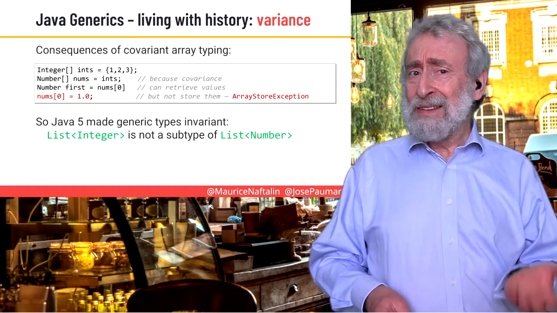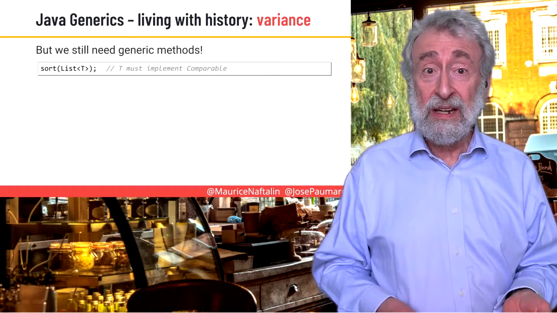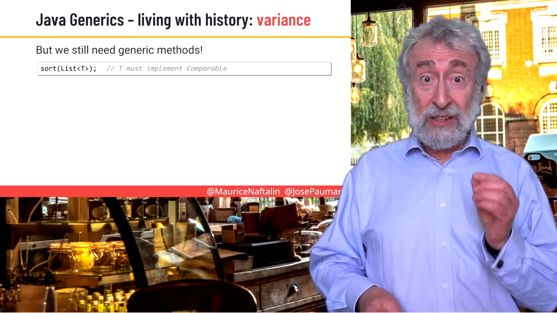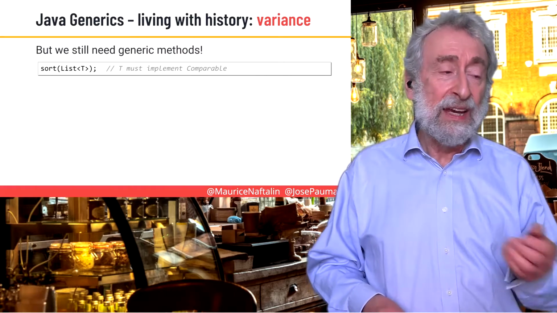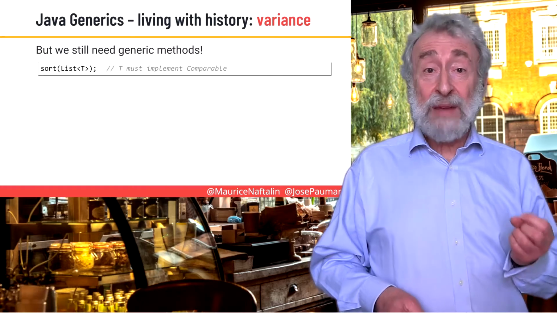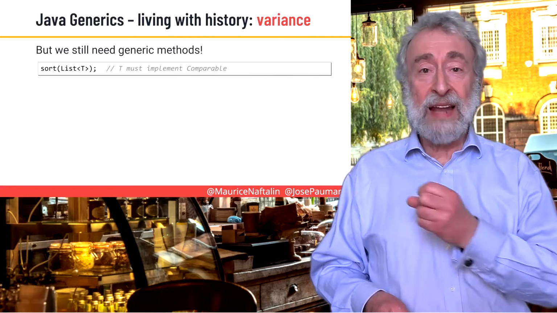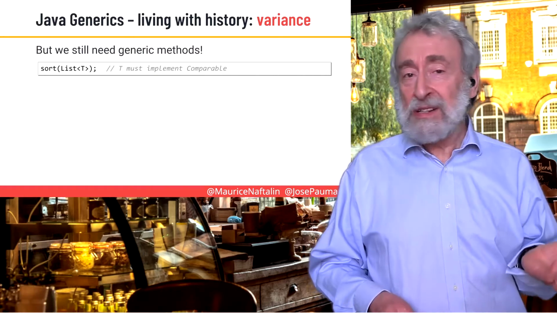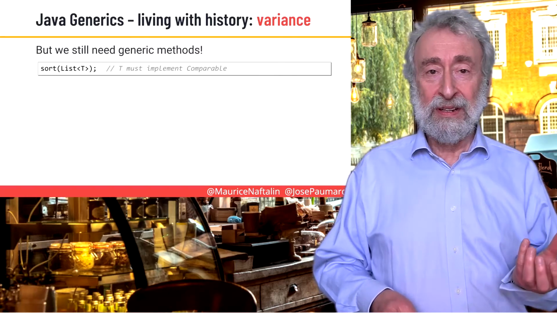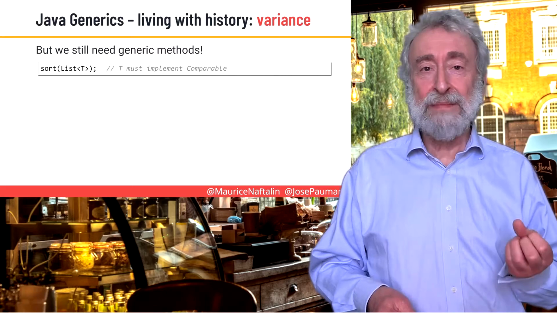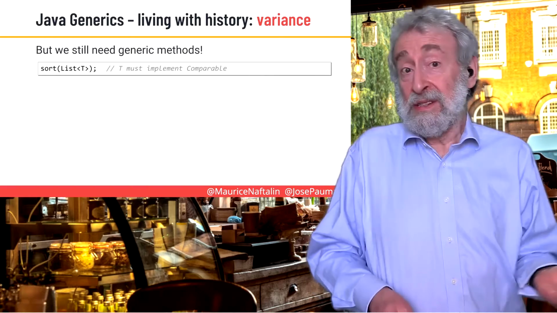But wait a moment. This problem arose because we actually really did need covariant typing for generic methods. Like this one in java.util.Collections, which works on a list of any reference type, just like the sort method on arrays. That method works on types that know how to compare themselves because they implement java.lang.Comparable. But Comparable is an interface, and we can't provide a List of Comparable as the precise type of the parameter to sort, because there are no objects of that precise type. It's an interface.